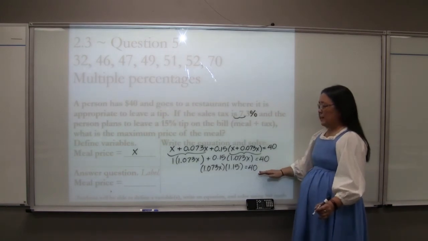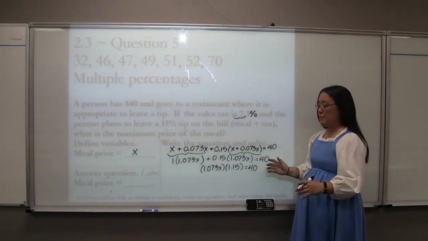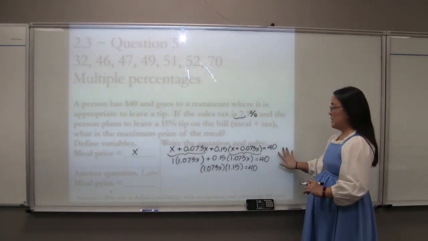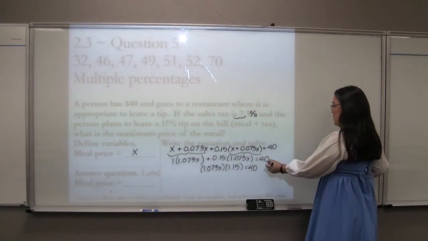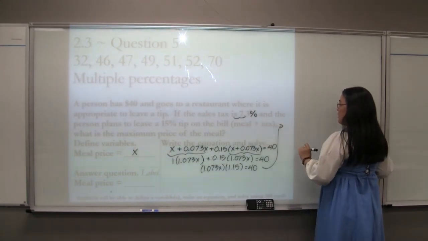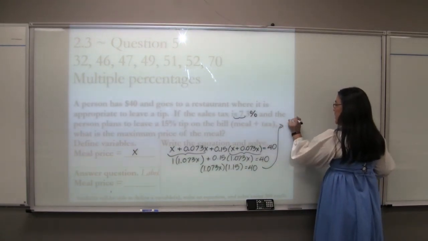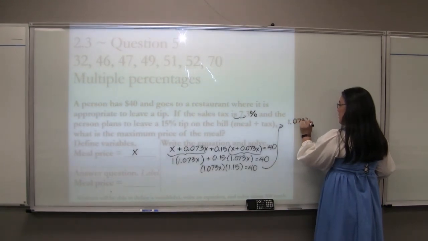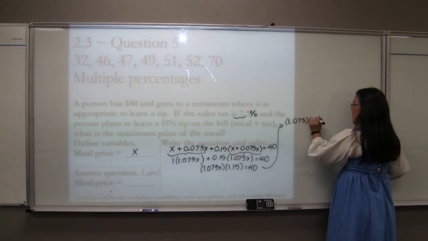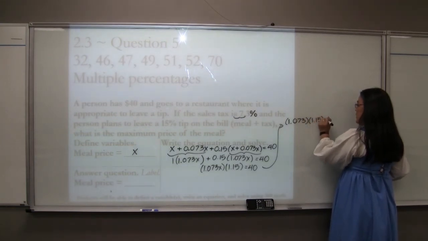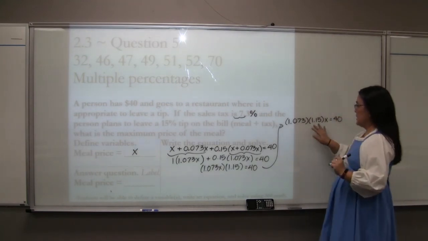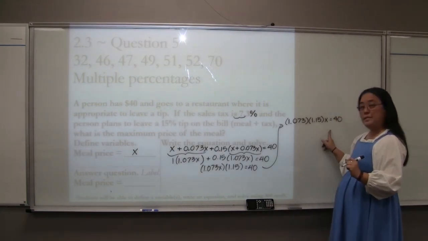That's a lot of work. Myself and some of the other math teachers have gotten together and we said, hey, we can actually make this a lot shorter, and we're going to allow you to just start off with a 7.3%. You're going to have 1.073. The 15%, you're going to have a 1.15. And you're also going to have your x equals 40. Notice that we put these into separate ones. That makes it a little easier on you.